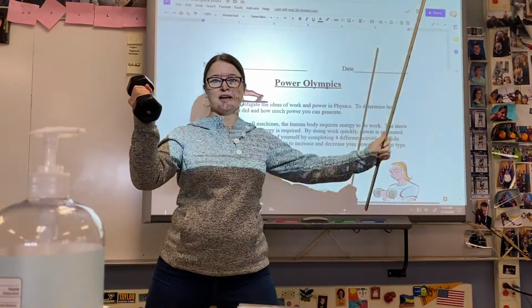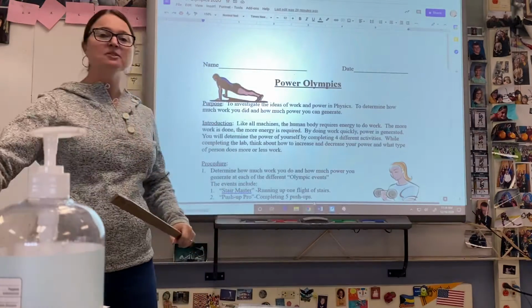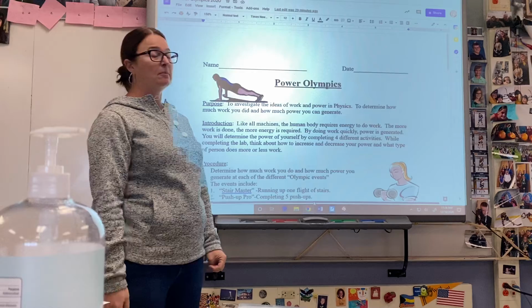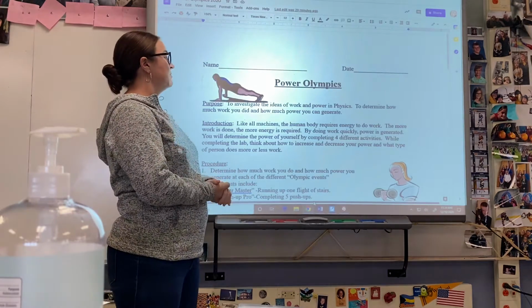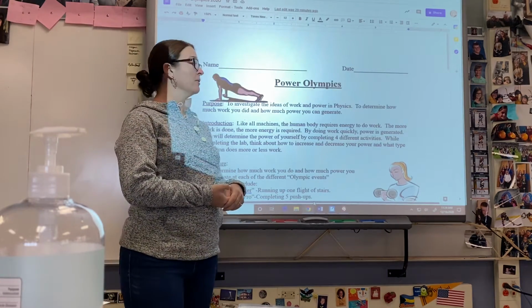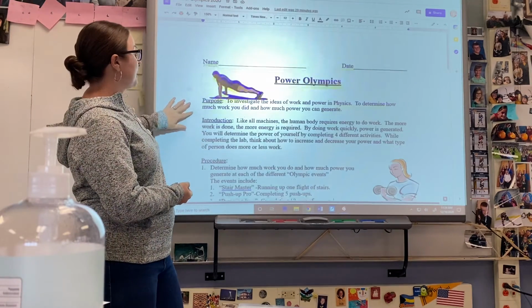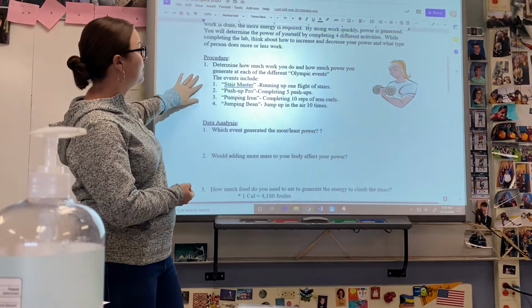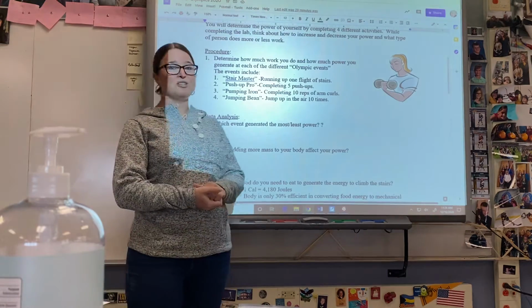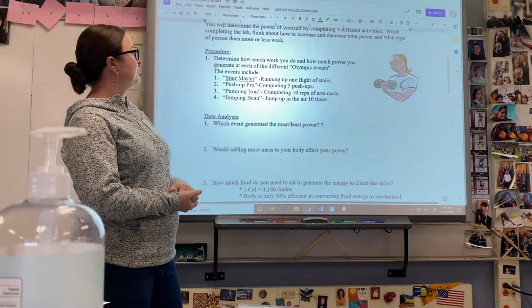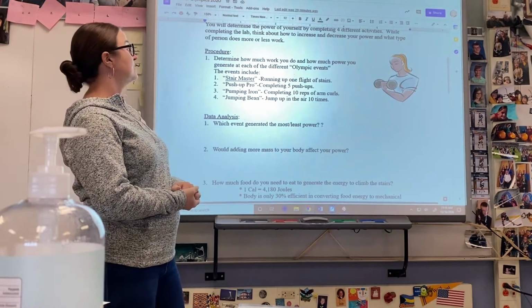All right, so what we're doing today is we're going to take a look at this Power Olympics lab. The purpose of this is to investigate the ideas of work and power in physics and to determine how much work you did and how much power you can generate. So you at home are going to do some working out. You're going to do four different Olympic events.